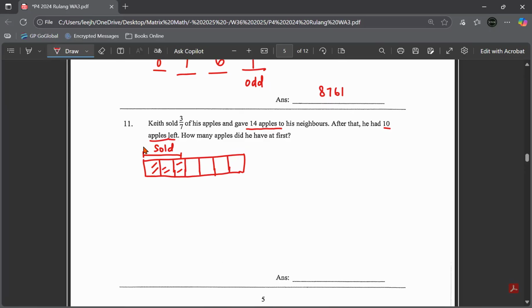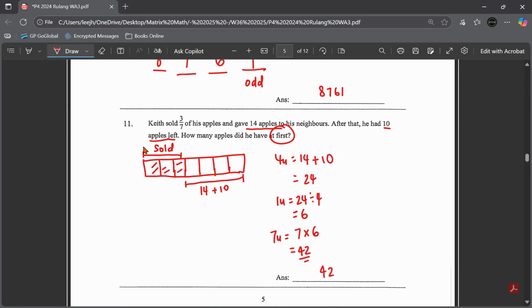So that means over here, we don't know any fraction. We only know that whatever is here will be 14 apples given and had 10 left, which means these 4 units will be 14 plus 10. Okay, so 14 plus 10, 24. For 1 unit, 24 divided by 4, which is 6. Question asked me to find at first, right? Which is a total of 7 units. So 7 times 6, 42. Your answer is 42 apples. So just write down 42. Okay.